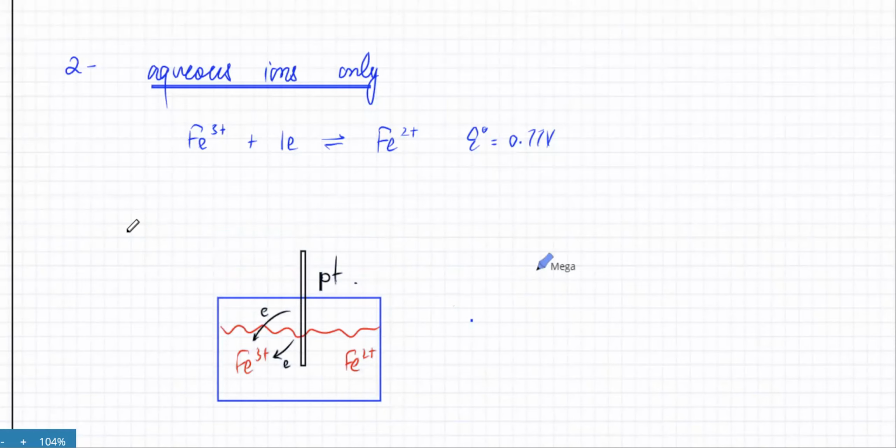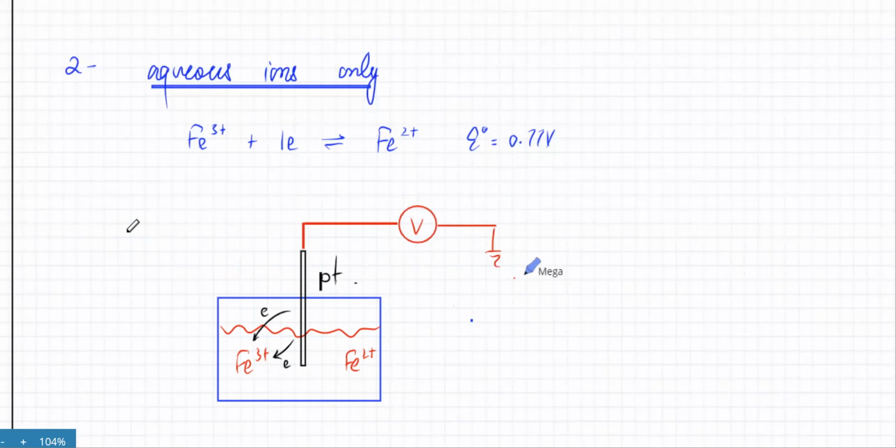So which is why you're going to put a platinum electrode, and you're going to do the same thing. You take a voltmeter and connect it with your reference point and you measure the voltage. So is this clear?